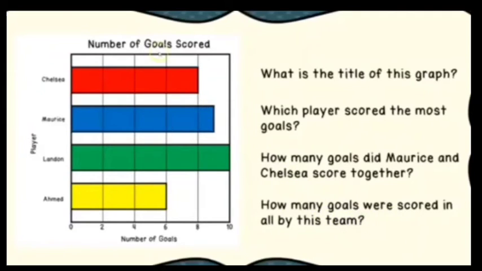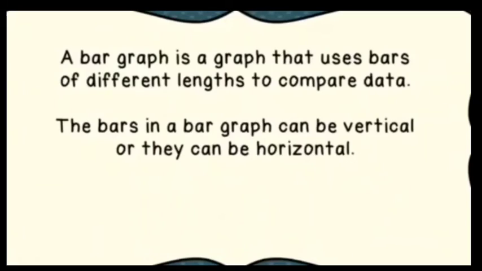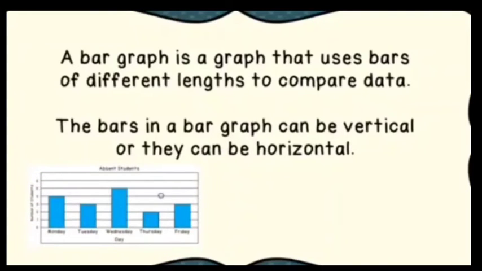Okay, this is the graph. One more bar graph is there. A bar graph is a graph that uses bars of different lengths. The bar graph can be vertical or horizontal. This is the summary: horizontal bars and vertical bars both are there.